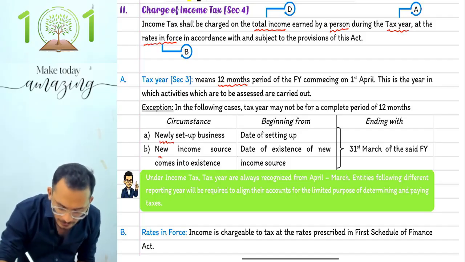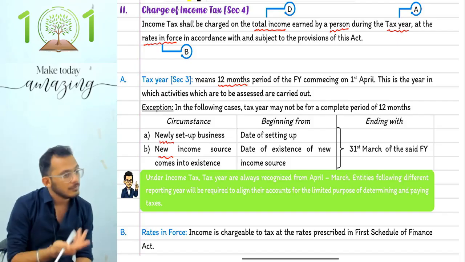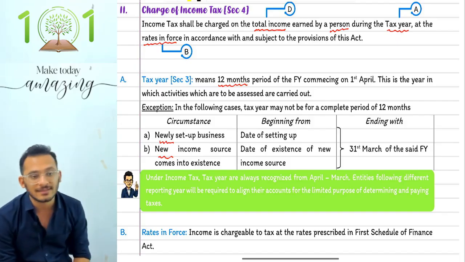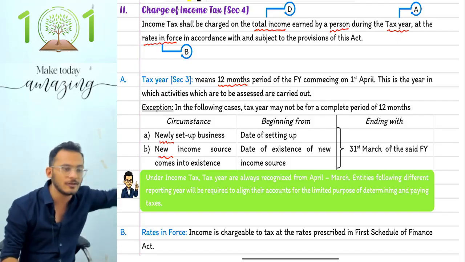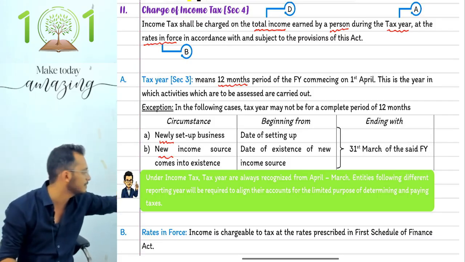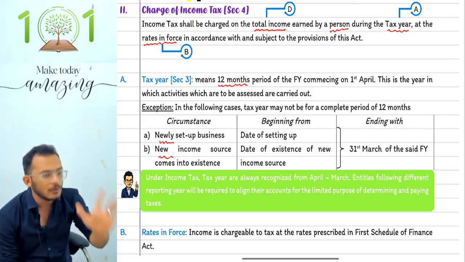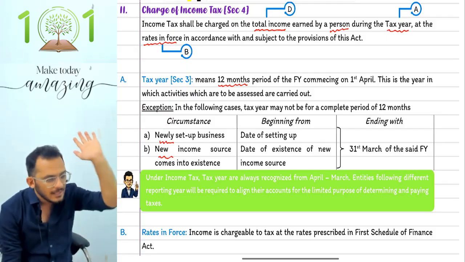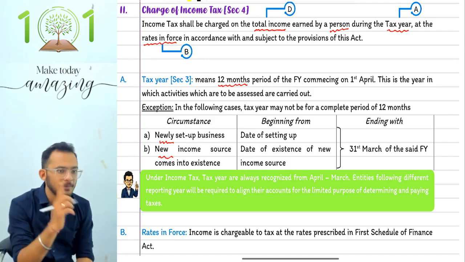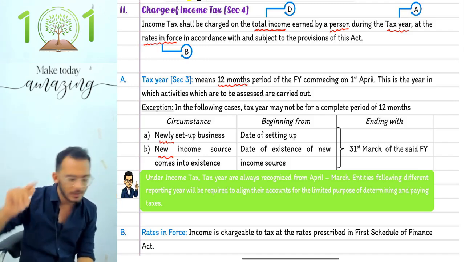If you are getting new income, then from that date, the income will be established to you. That is when your TY will start. Ending will always be 31st March. One clarification which I have given in green to you people is that even though accounts are followed in different calendar year terms, income tax is always April to March. You cannot modify that.